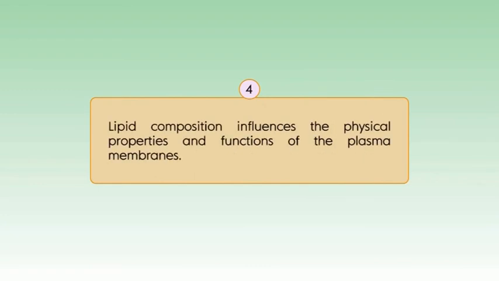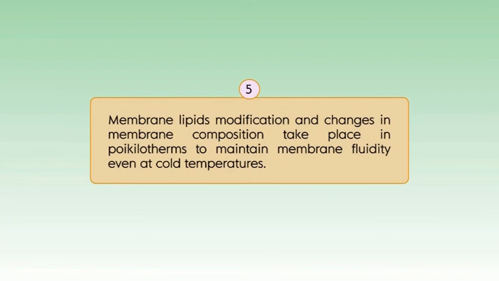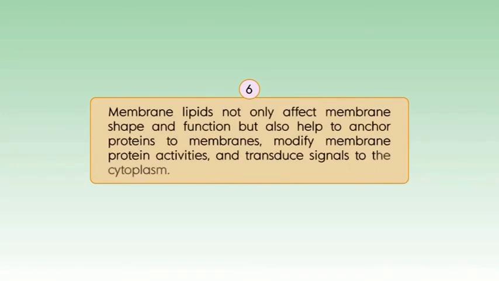Fourthly, lipid composition influences the physical properties and functions of the plasma membranes. Fifthly, membrane lipid modification and changes in membrane composition take place in poikilotherms to maintain membrane fluidity even at cold temperatures. And lastly, membrane lipids not only affect membrane shape and function, but also help to anchor proteins to membranes, modify membrane protein activities, and transduce signals to the cytoplasm.